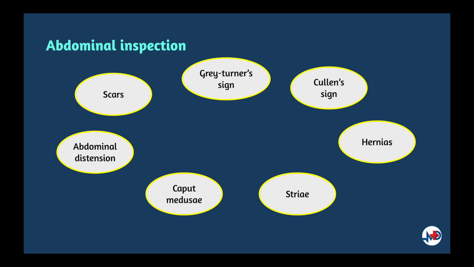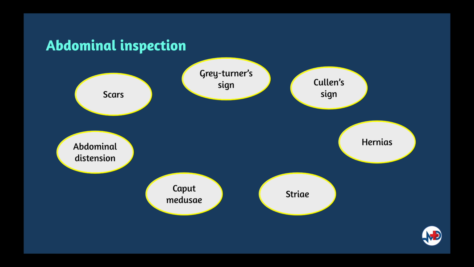Striae, which is caused by tearing during the rapid growth or overstretching of the skin, seen in intra-abdominal malignancy, Cushing's syndrome, obesity, or ascites. Hernia, you can ask the patient to cough and observe for any protrusion through the abdominal wall.